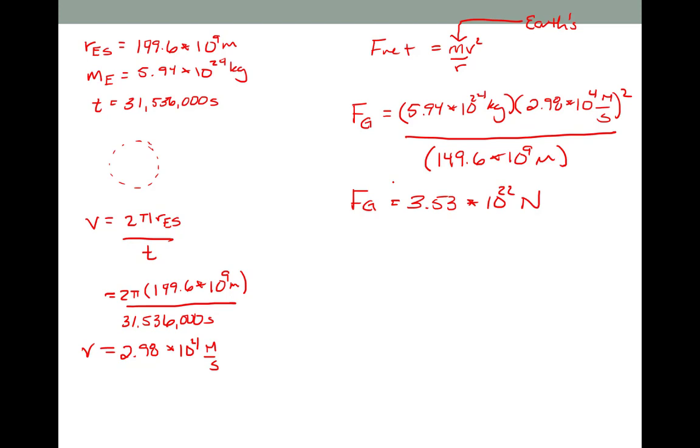This concludes this section of this unit. In the next section, we're going to introduce the law of universal gravitation.